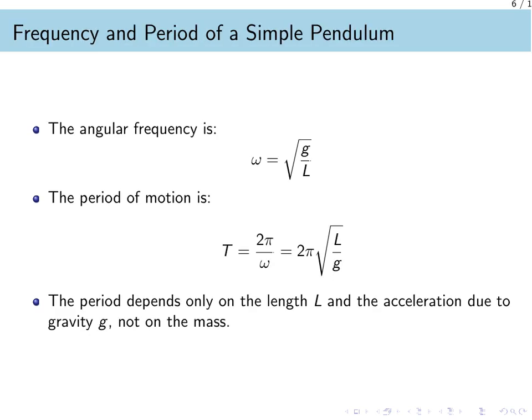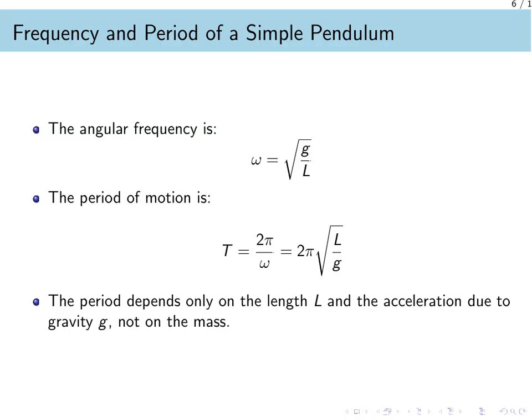From our simplified equation of motion, we can identify the key timing characteristics of the simple pendulum. The angular frequency, represented by omega, is equal to the square root of the quantity gravity divided by the length, L. The period of motion, which is the time it takes for one complete swing back and forth, is defined as 2 pi divided by the angular frequency. This simplifies to 2 pi times the square root of the length L divided by gravity.